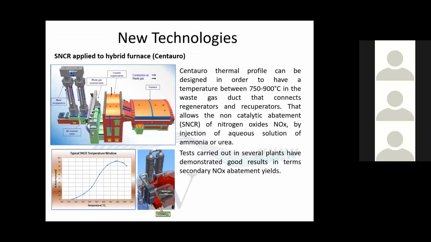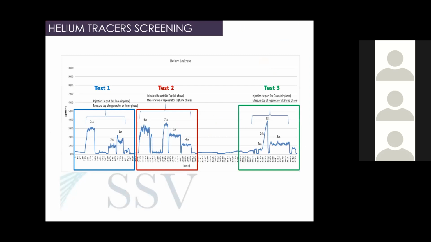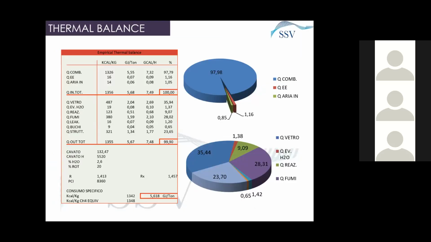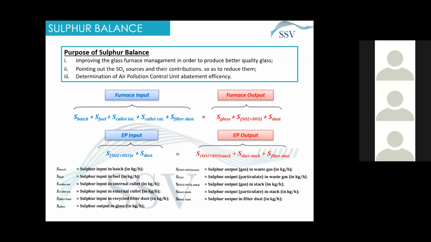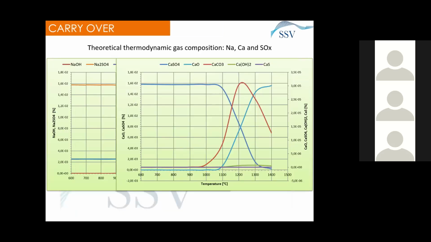Yeah. Well, I showed you some graphs. Here we are. For this one, for example, those are some theoretical thermodynamic gas compositions. So looking at the temperature, we try to estimate the concentration of the species condensed in the regenerators. Can you repeat your question?